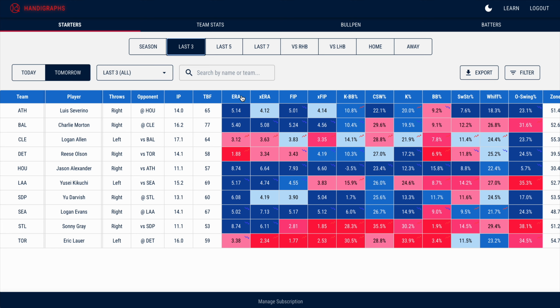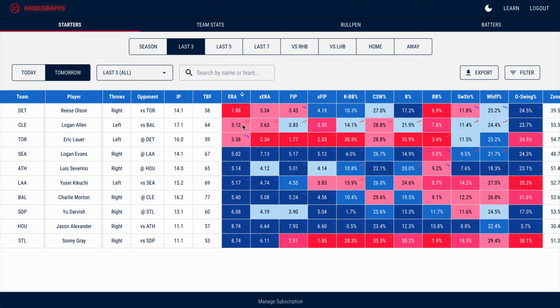Okay. So last three starts, I sort them. What I'm looking for between ERA and expected ERA is that one of the starters is obviously in red, or one of the expected ERA. I'd like seeing that lower, at the very least in a light blue. So what am I seeing? I'm seeing that Logan Allen has absolutely been on a tear in his last three.